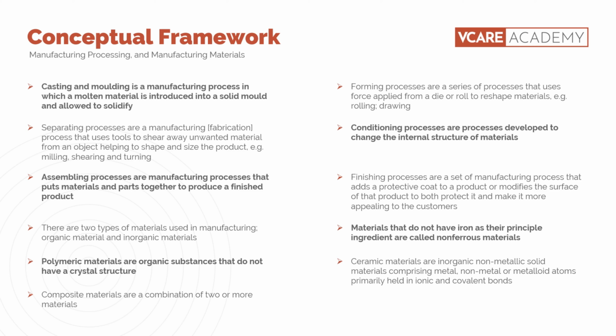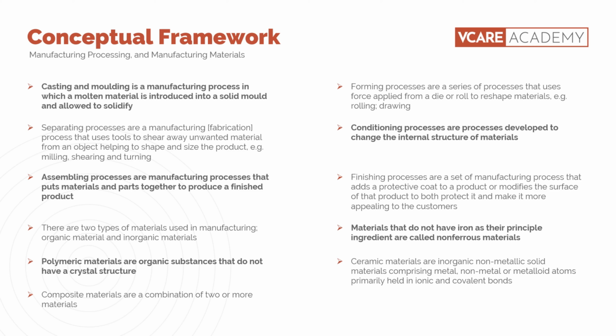There are two types of materials used in manufacturing: organic materials and inorganic materials. Materials that do not have iron as their principal ingredient, we call non-ferrous materials. Polymeric materials are organic substances that do not have a crystal structure. Ceramic materials are inorganic, non-metallic, solid materials comprising metal, non-metal, or metalloid atoms primarily held in ionic or covalent bonds. And lastly, composite materials are a combination of two or more materials, giving us some very interesting characteristics.